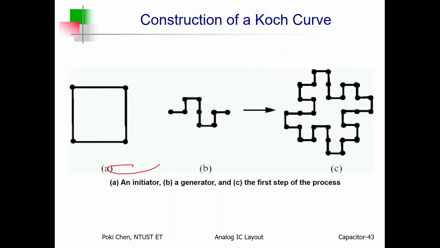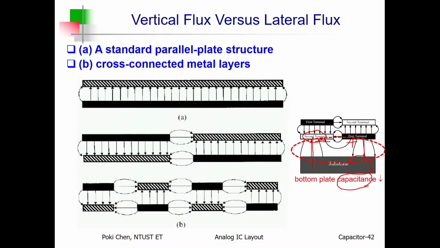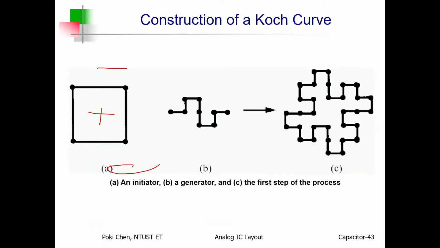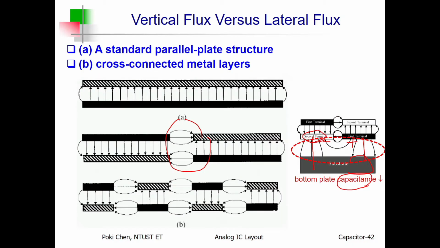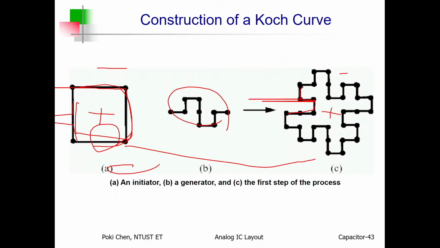even from A to C, from the beginning, if it is positive, that is negative, where can you find the lateral flux? Only at the boundary here, right? So after the first generation, with the help of Koch curve, you can generate something like this. It means the boundary between the positive and the negative will be substantially increased from the original one. Alright, it means the lateral flux will be increased substantially from A to C.